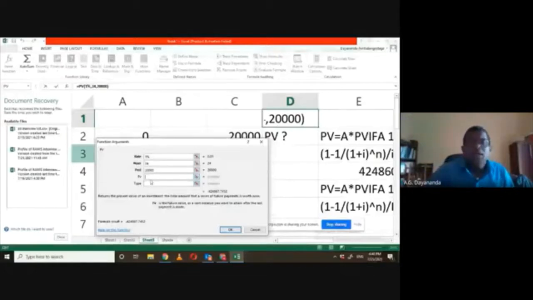Then the type. What I want to communicate is that there are 2 types of annuities. Can you remember? Annuity due and ordinary annuity. The formula built into the Excel sheet is the ordinary annuity, not the annuity due. So if you enter this data, 1%, 24 months, 20,000, you get the present value, which is equal to 420,000. Just see our example, our calculation.